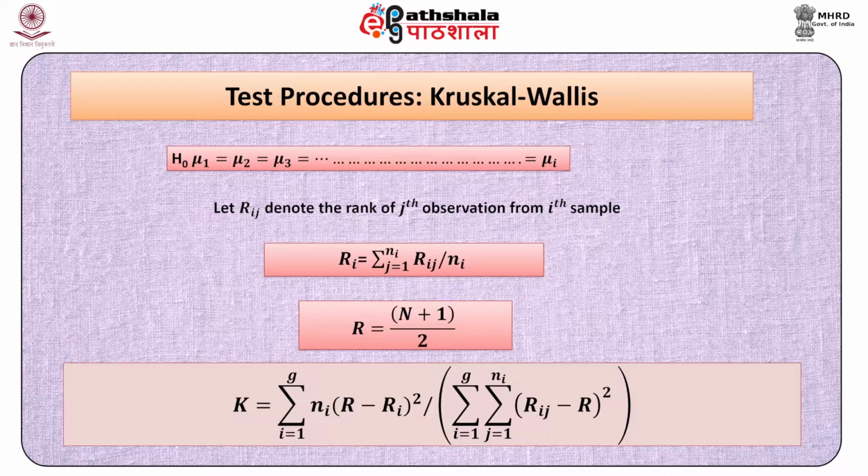Let Rij denote the rank of the jth observation from the ith sample. Ri bar is equal to sigma j from 1 to ni, Rij, divided by ni. R bar is equal to N plus 1 divided by 2. K is equal to sigma i from 1 to g, ni times (Ri bar minus R bar) whole square, divided by sigma i from 1 to g, sigma j from 1 to ni, (Rij minus R bar) whole square.